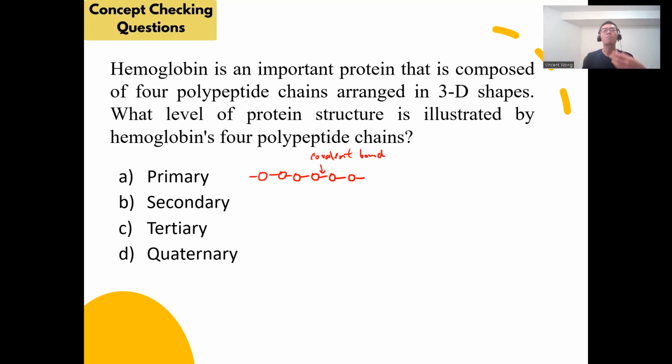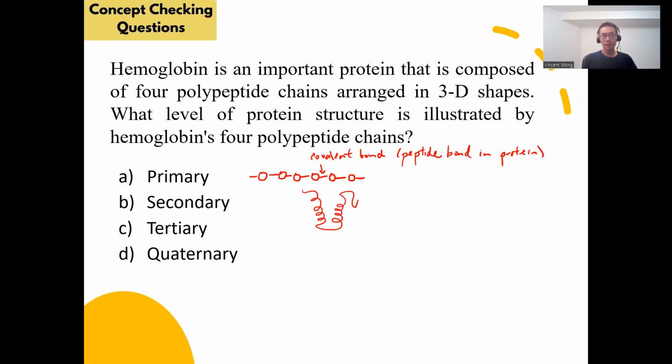But we give it a special name when we are talking about proteins. Okay, so the covalent bond is a special kind because it's found in protein, so we call it a peptide bond. Okay, in protein. Okay, so peptide bond is a type of covalent bond. I hope that's clear.